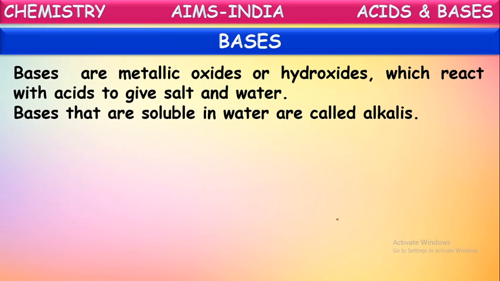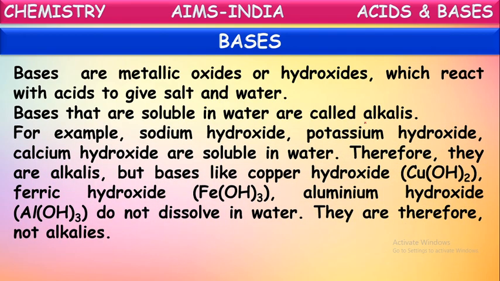Bases that are soluble in water are called alkalis. There are different kinds of bases, but not all bases are soluble in water. Especially those bases which are soluble in water are called alkalis. For example, sodium hydroxide, potassium hydroxide, and calcium hydroxide are fairly soluble in water. So these are said to be alkalis.